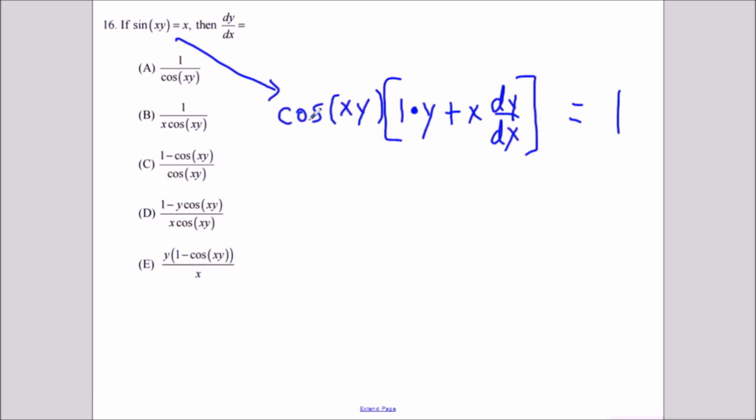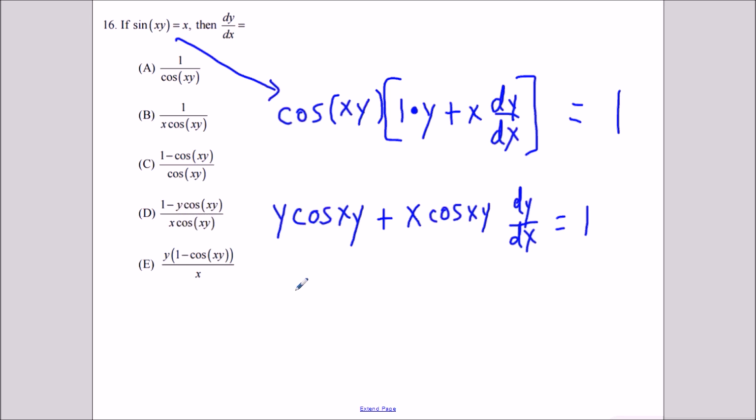So one thing we can do here is distribute cosine of x times y, and we'll have y cosine xy plus x cosine xy times dy/dx, and this is equal to 1. So what we need to do here is get the non-dy/dx terms over to the other side, and then we divide to solve this out.